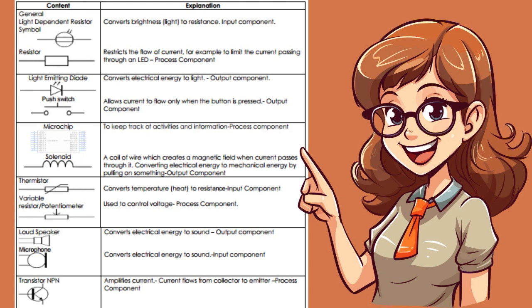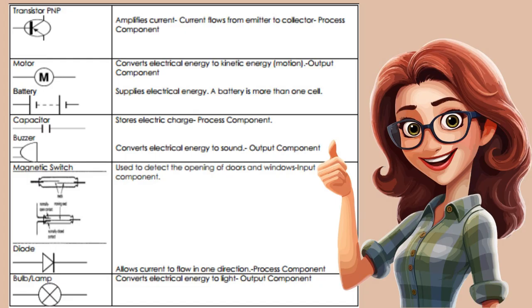Input component. Transistor NPN. Amplifies current. Current flows from collector to emitter. Process component. Transistor PNP. Amplifies current. Current flows from emitter to collector. Process component. Motor. Converts electrical energy to kinetic energy.